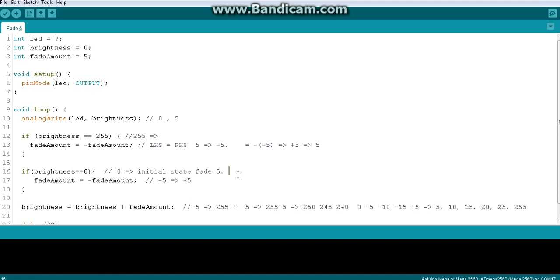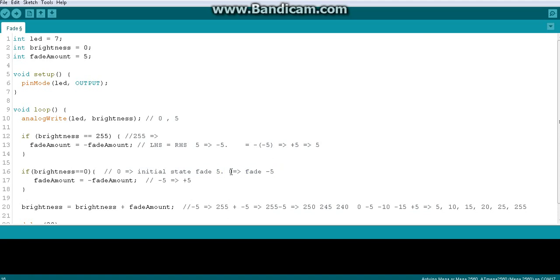Another scenario, another state where the brightness is 0, is where what? When the value is decreasing. Value is going down and coming to 0. Okay, this means this is the initial state. And the other scenario is we were already at 255 and we have come down and reached 0. At this time the fade value is minus 5. So you see during these two scenarios the fade amount is 5 and minus 5.